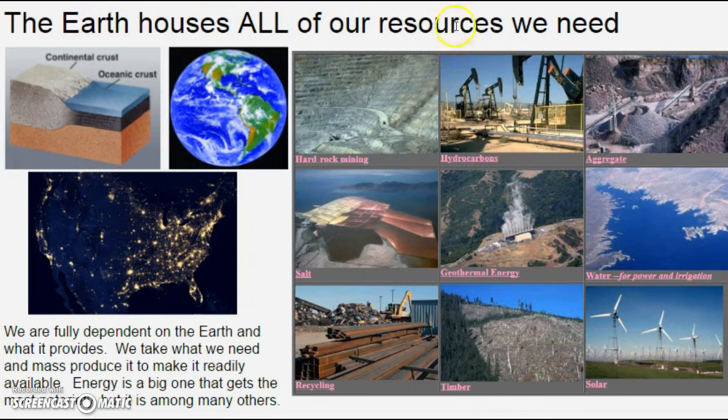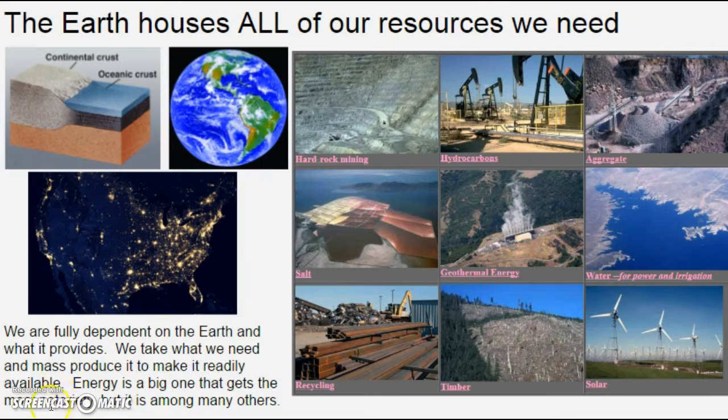The Earth houses all of the resources that we need to live our lives. And as we look at a picture of the Earth, we have to realize that we use the continental crust and we get all of our resources. We extract them from here. So we are fully dependent on the Earth and what it provides. We take what we need and mass produce it to make it readily available.